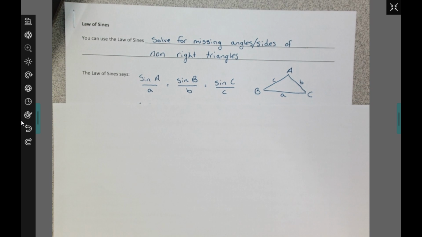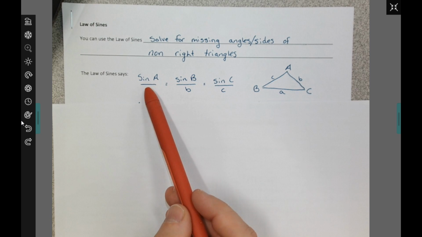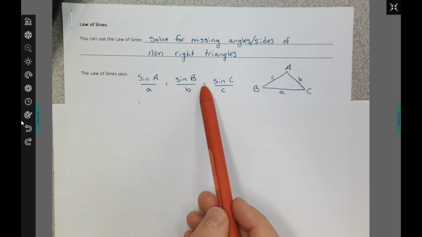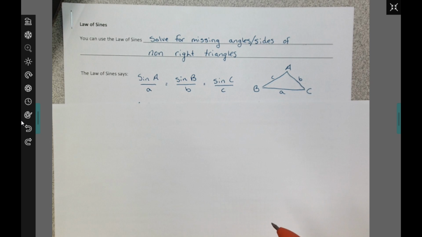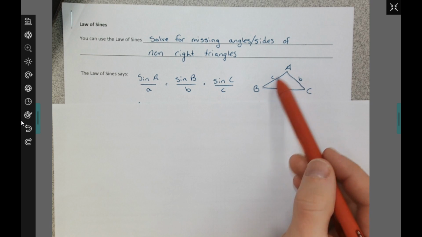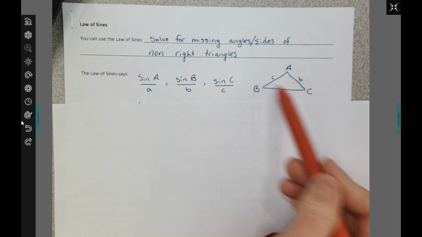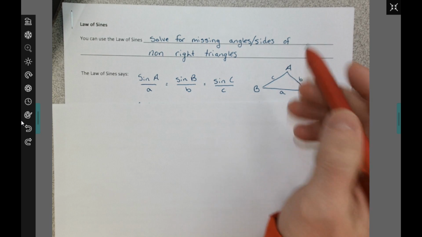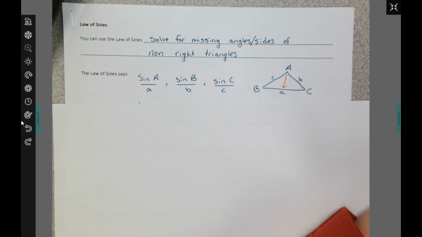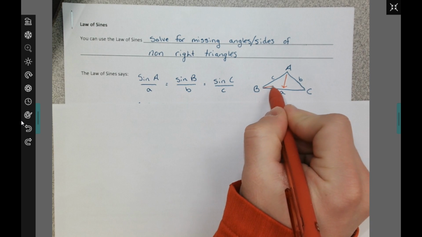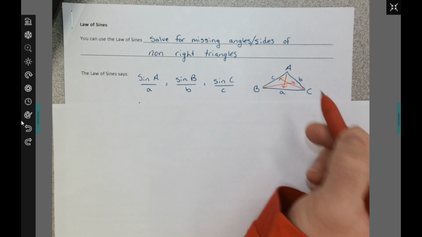So the law of sines says that the sine of angle A divided by A is equal to sine of angle B divided by B equals sine angle C over C, which probably doesn't mean much to you, but if we draw a triangle, we can now see our angles and sides. We label our angles A, B, and C. Then to find the sides, we go straight across from the angle. Straight across from angle A is side A, straight across from angle B we have side B, and straight across from angle C we have side C.